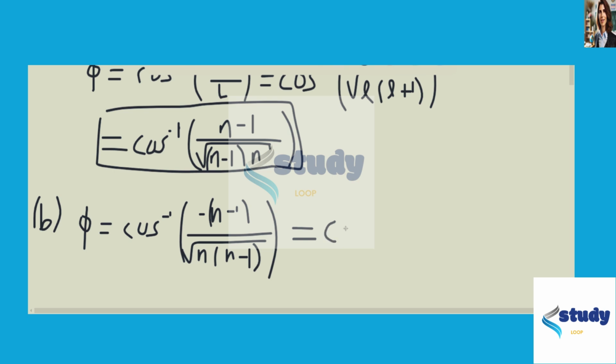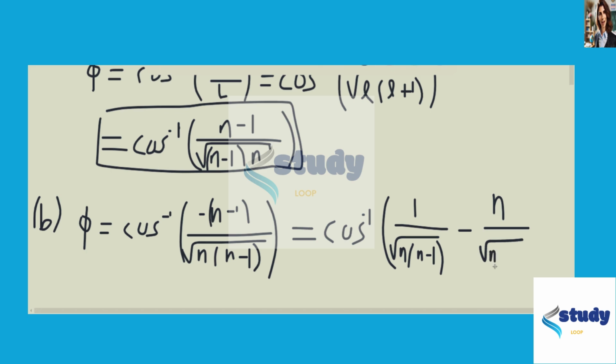So this is equal to the inverse cosine of negative 1 divided by the root of n times n minus 1, or n minus 1 divided by the root of n minus 1. And that's our expression.